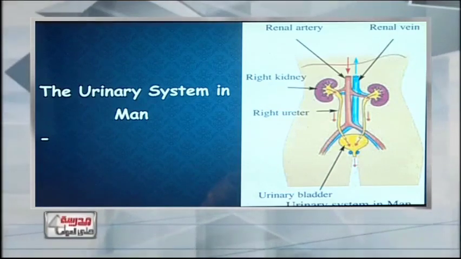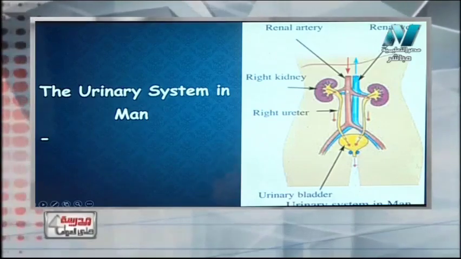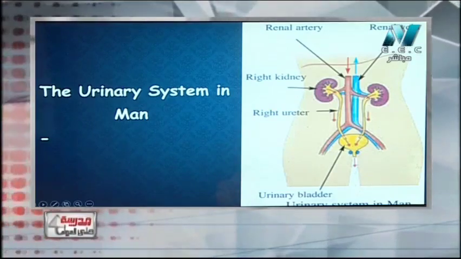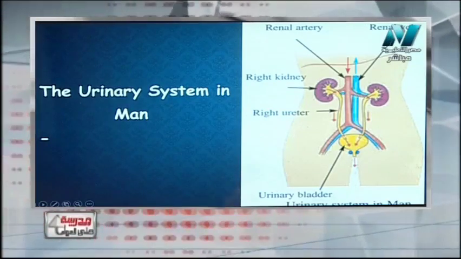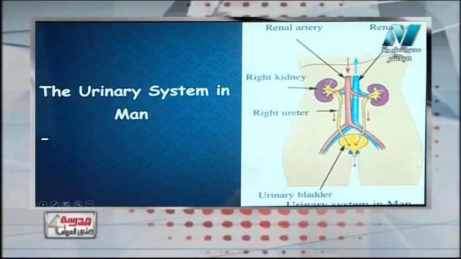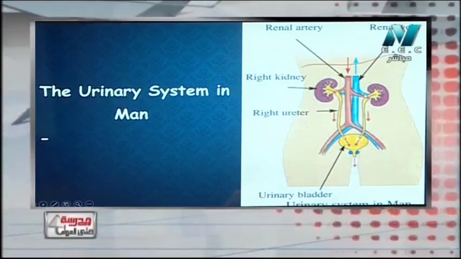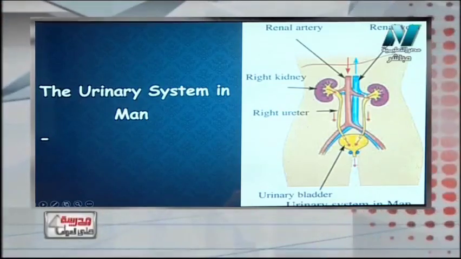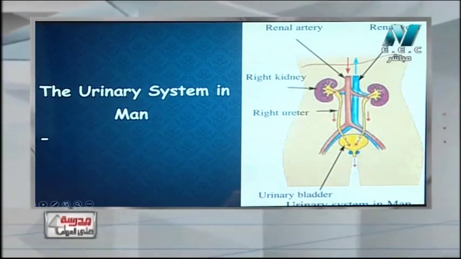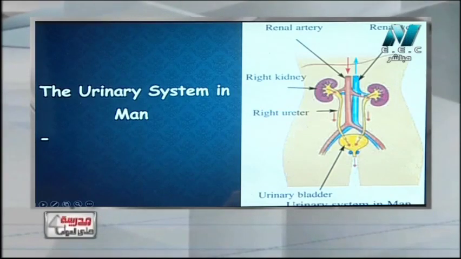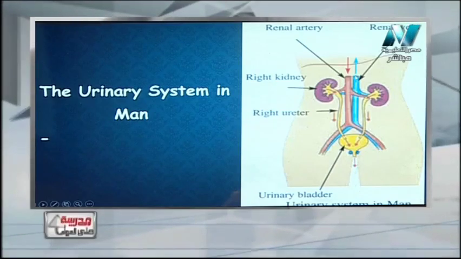So this big one in red color, it is the aorta. And a branch from the aorta goes inside the kidney, and it is called renal artery. After being divided into many blood capillaries, it is collected again into venules, and then a vein. And this vein in blue color is renal vein. And the renal vein goes to join the inferior vena cava. Okay?